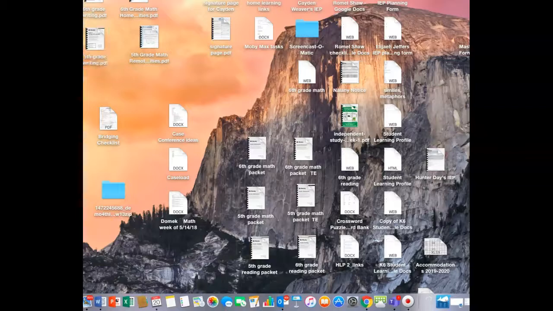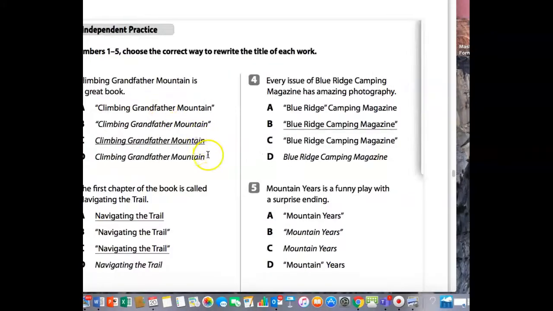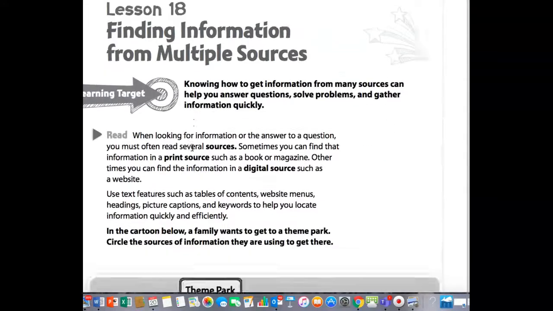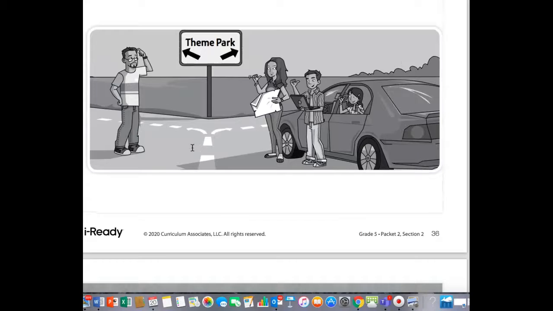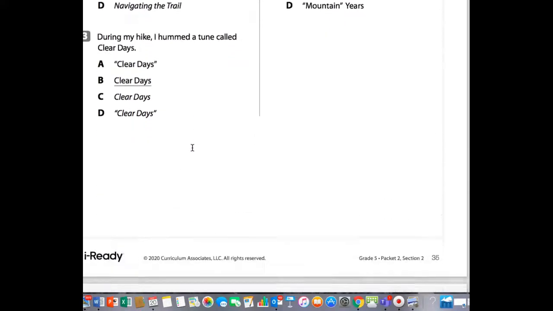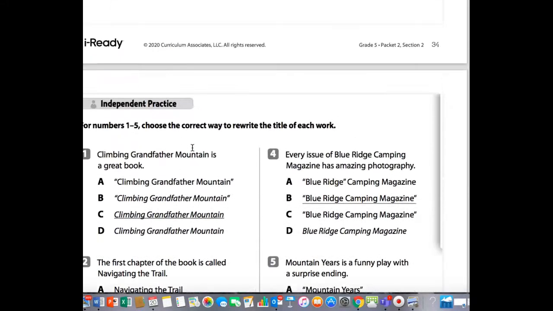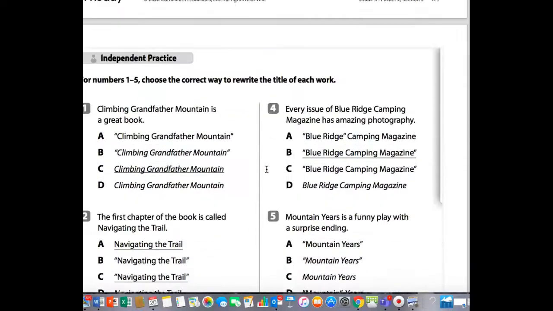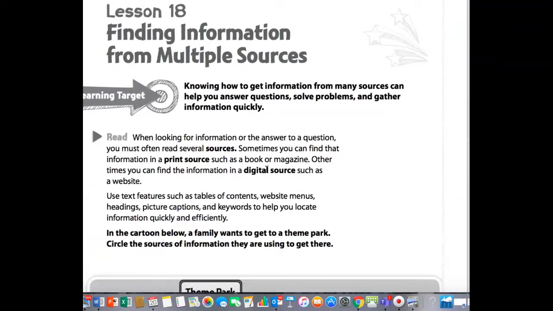And your reading today is Section 2, Lesson 2. Hold on a minute. Let me see if I've got the right one. Okay, Section 2, this was Lesson 1. All right, this is Lesson 2, Finding Information from Multiple Sources.